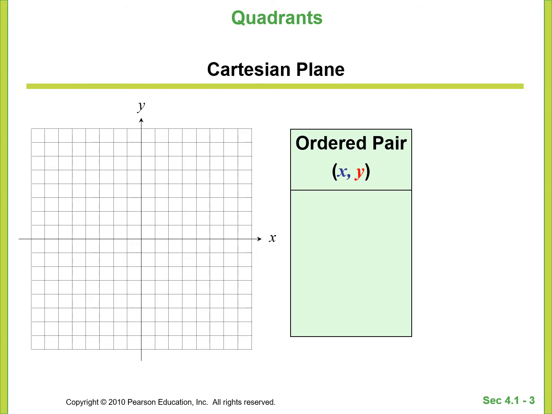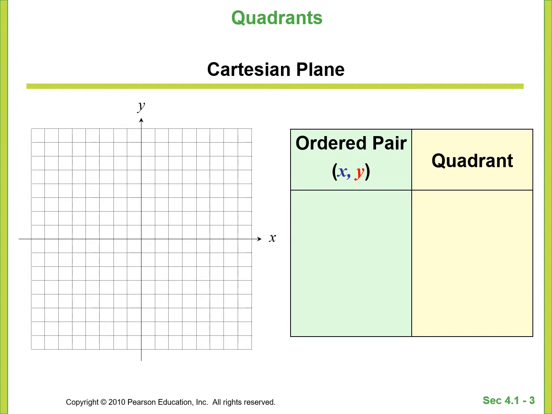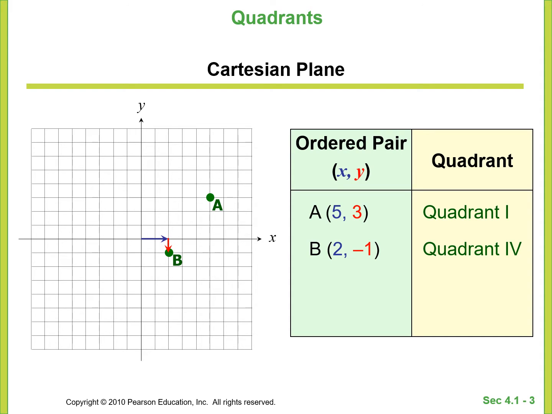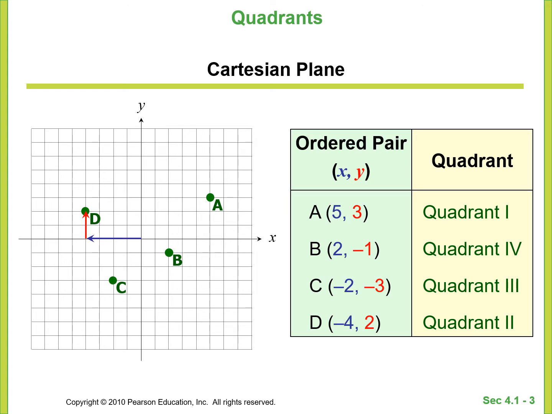So let us recall our ordered pairs and in which quadrant each belongs. Let us start with point A. Point A has the coordinates 5, 3, which is in quadrant 1. Point B has the coordinates 2, -1, which is in quadrant 4. Point C has the coordinates -2, -3, which is in quadrant 3, while point D has the coordinates -4, 2, which is in quadrant 2. If a point does not belong to any quadrant, maybe it lies along the x-axis or y-axis.